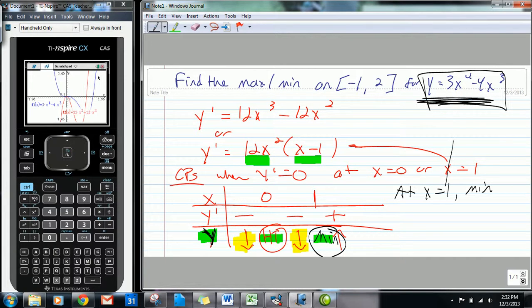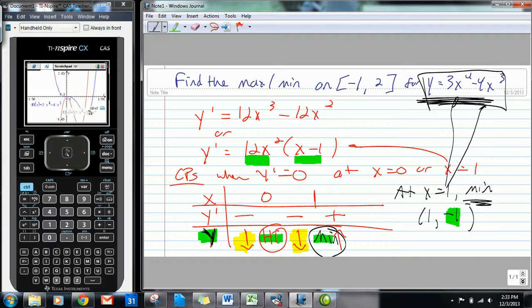So I plug that 1 back into the original function, and I get 3 times 1 to the 4th, 3, minus 4 times 1 cubed, 4. 3 minus 4 is negative 1. So here's the minimum value we're looking for, which corresponds to this point right here. This would be the point (1, -1), and that's the minimum value.